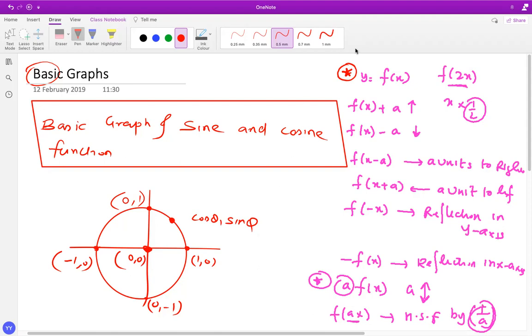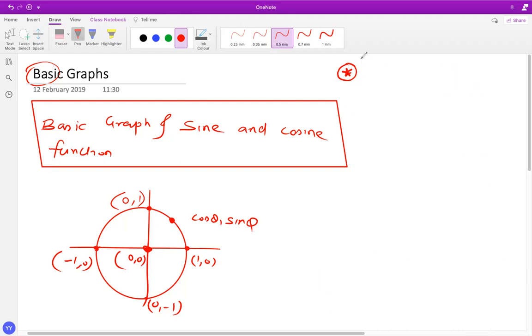Now, what I'm going to do is first quickly remind you of the technique by which you can draw a basic sine and cosine graph without referring to any source. The source reference here is the unit circle that I have drawn here. So the coordinates you've got to write.